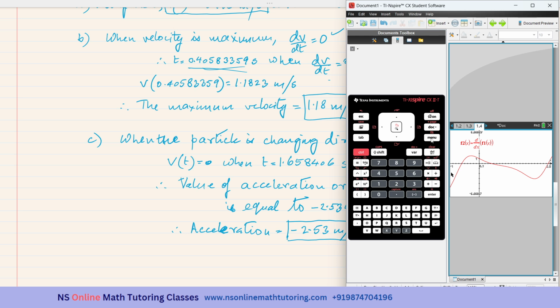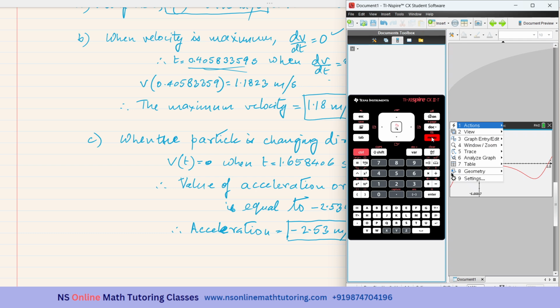So again, I'll be using the graph trace. So menu and number 5 trace and number 1 graph trace, and I need the acceleration value when t equal to that. So I'm entering 1.658406. Enter. So again, you are getting the same value for the acceleration, -2.53. Okay, so I have shown you how to answer these three subparts graphically as well.